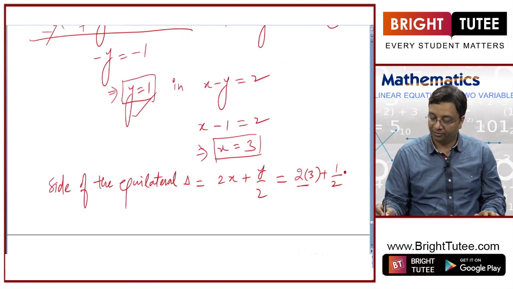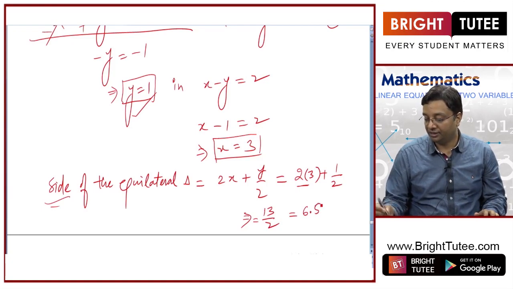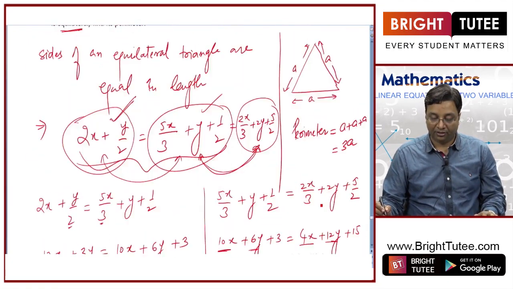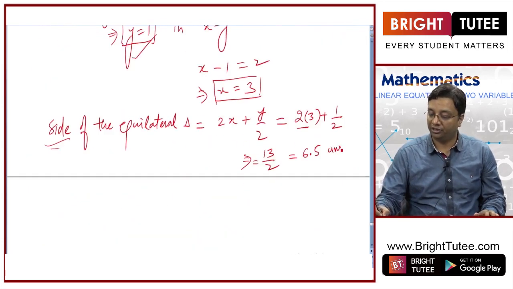This is 6 plus 1 by 2, that is 13 by 2. So I am talking about the side here. 13 by 2 can be further simplified as 6.5. Units are not mentioned here, so I will write units only.